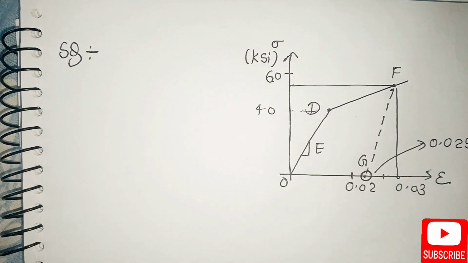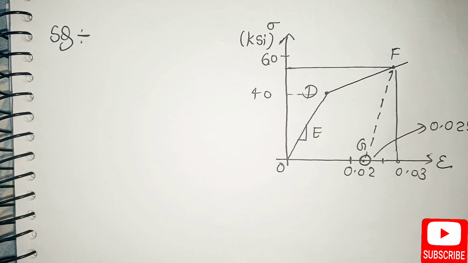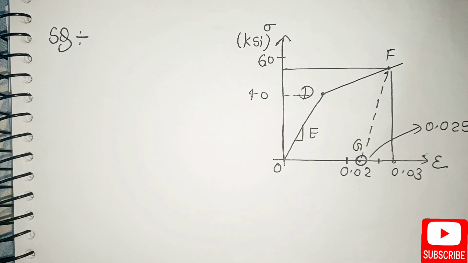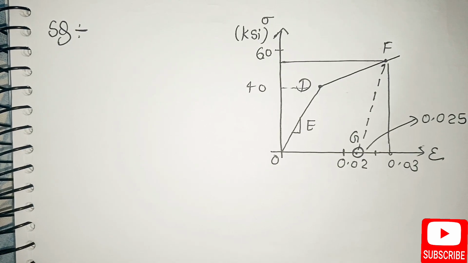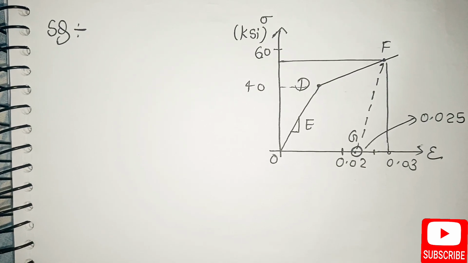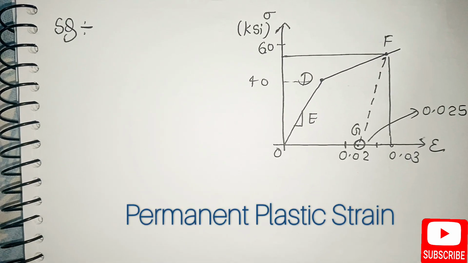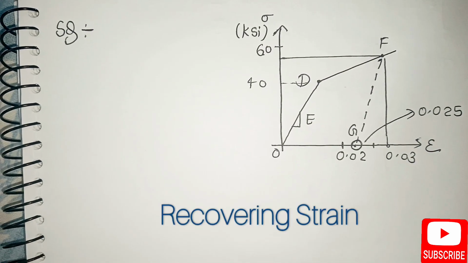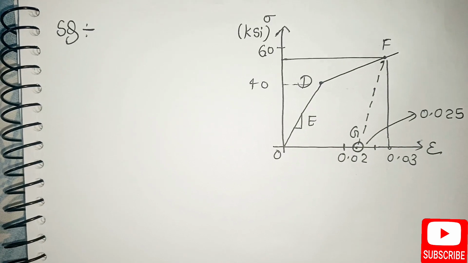In the question, as you can see, it is given that the hammer handle follows the elastic path, and the load is completely removed. If the load is completely removed, then some deformation is going to be permanent, that is permanent plastic strain, and at the same time some amount of strain will be recovered, that is called the recovering strain. So we are asked to find two strains: recovering strain and the remaining plastic strain.